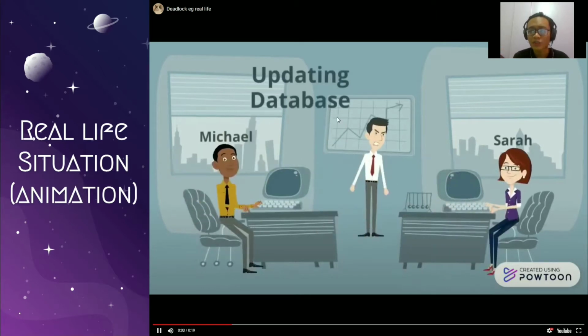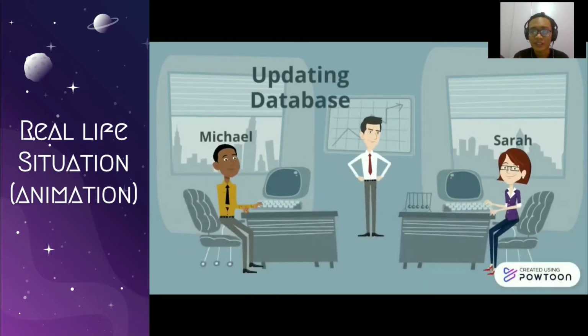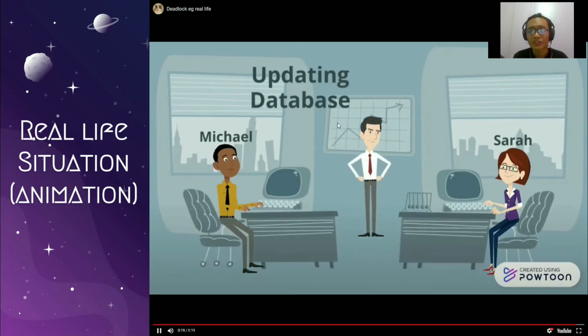This situation could be represented as Michael a process, Sarah a process, so there are 2 different processes. Both are trying to access the same resource, which is in this case the same table inside the database. Thus, this situation results in a deadlock.